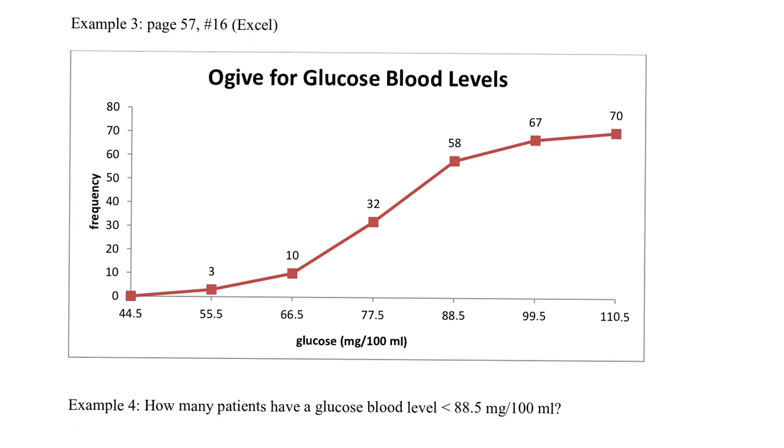And then the next class from here to here, we have 9 data points, so we add on 9 more. And then finally, the last class, we had 3 numbers that were between 99.5 and 110.5. So you add those 3 and you get to 70. So at this point, all 70 numbers are less than 110.5.